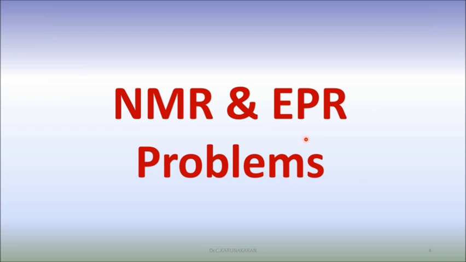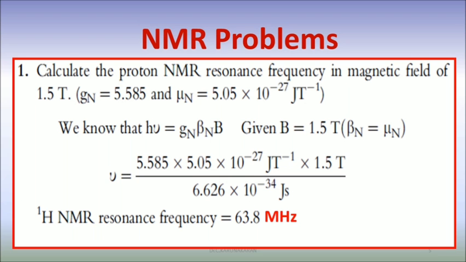We'll quickly see NMR and EPR problems. NMR and EPR problems are asked in CSIR, GATE, and IIT JAM exams. Using the ESR resonance condition, NMR resonance condition, Larmor frequency, and pulse angle, several problems were asked in GATE, CSIR, and IIT JAM. For example, we'll solve a few problems here. Calculate the proton NMR frequency in a magnetic field of 1.5 Tesla. gN, the nuclear g value, and the nuclear magneton are given.